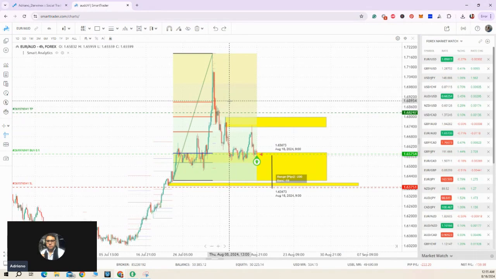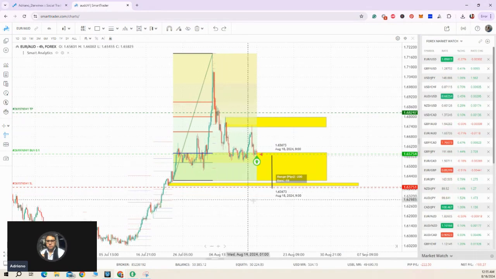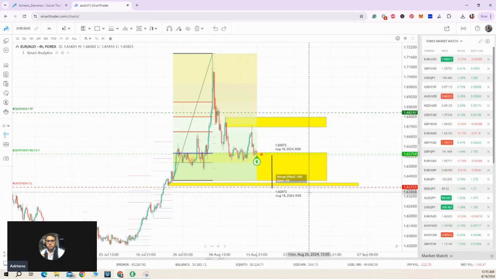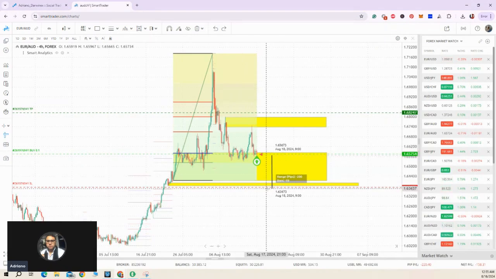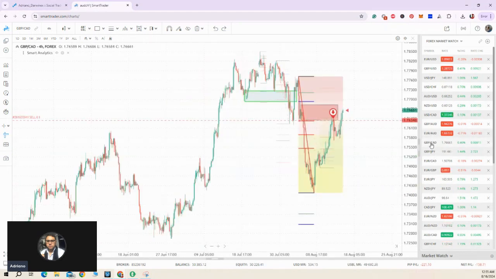Okay. So the trade is in. Stop loss, take profit, that's good. We're not gonna touch this trade for the next few days. Let's move to GBP CAD.